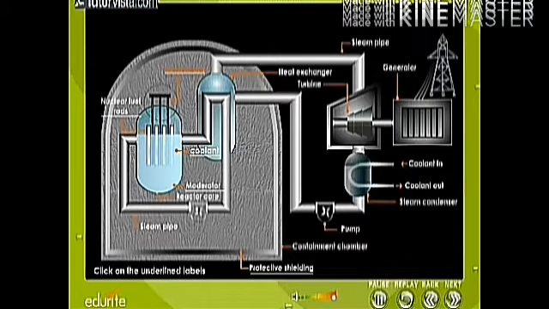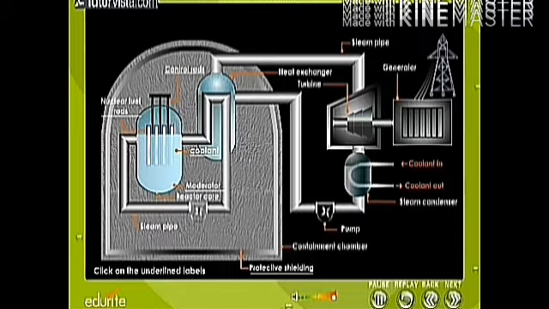Next is control rod. Control rods are used to control the number of neutrons in the nuclear chain reaction. Mostly boron or cadmium rods are used as control rods. They are neutron absorbers. They absorb the extra neutrons.